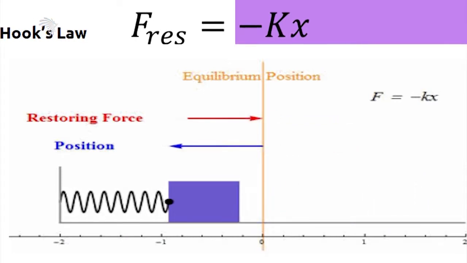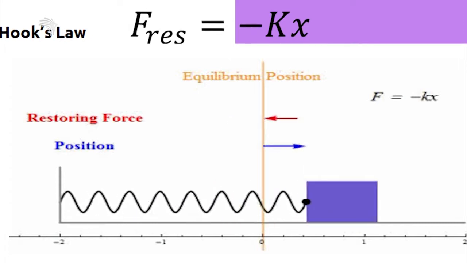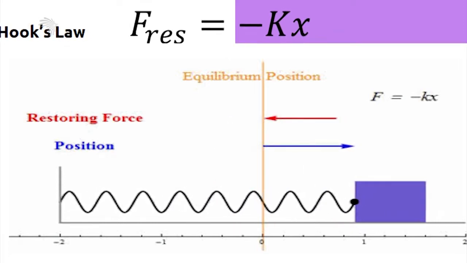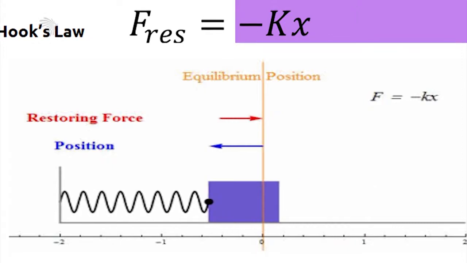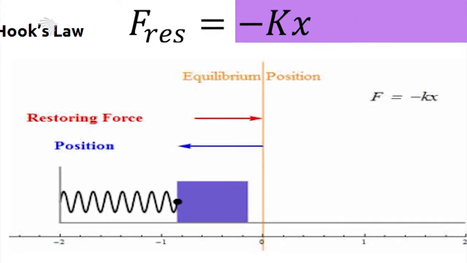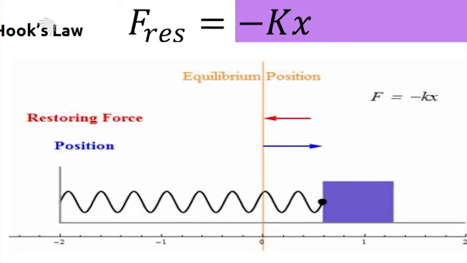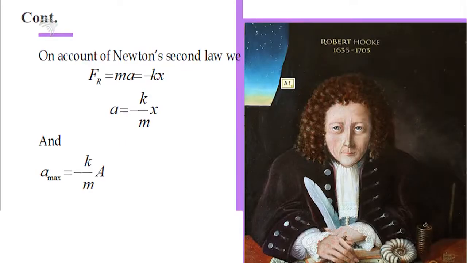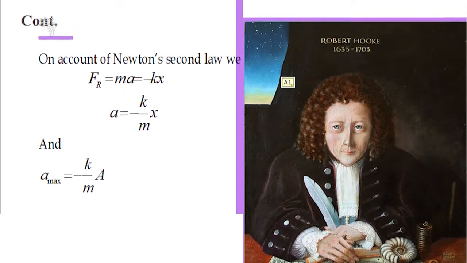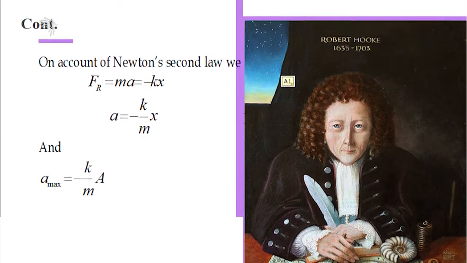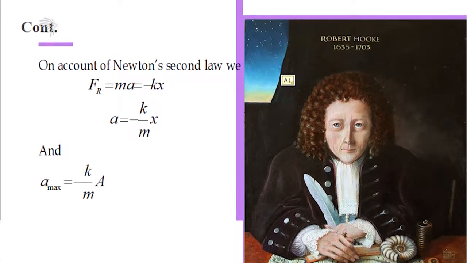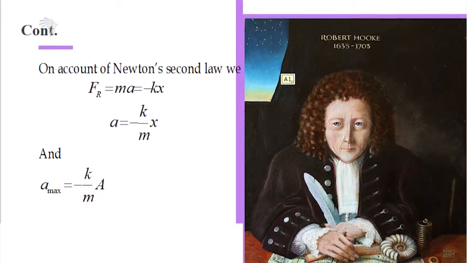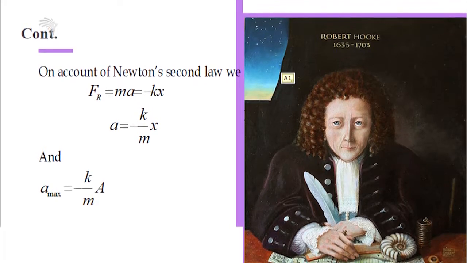Mathematically, Hooke's law can be stated as force of restoring is equal to the negative of k times x, where k is called the spring or force constant measured in Newton per meter, and it measures the stiffness of the spring. On account of Newton's second law, we have the net force acting on the object is equal to mass times acceleration. In case of simple harmonic motion, the net force is equal to the restoring force, which is minus k times x.